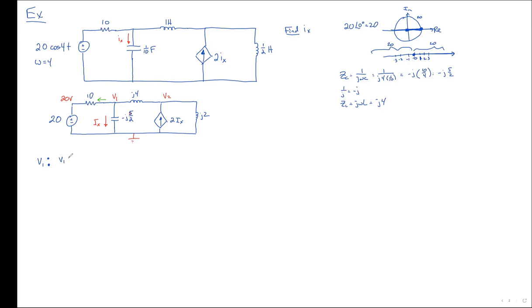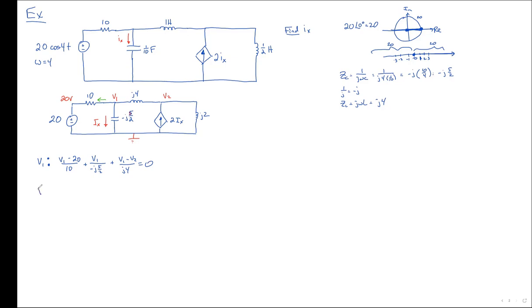V1 minus 20 over 10. Yeah. And help me out. How much current's flowing down? V1 over 0. Nope. There's still an impedance. So that would be V1 over minus J5 over 2? That's right. And how about to the right? V1 minus V2 over J4. That's right. And all that equals 0.